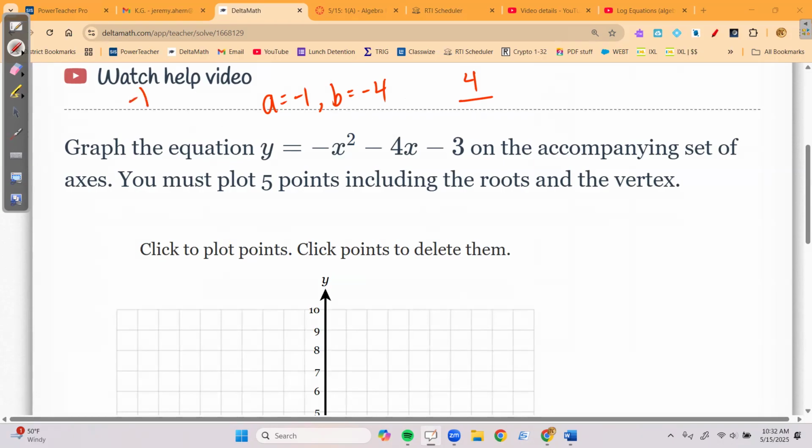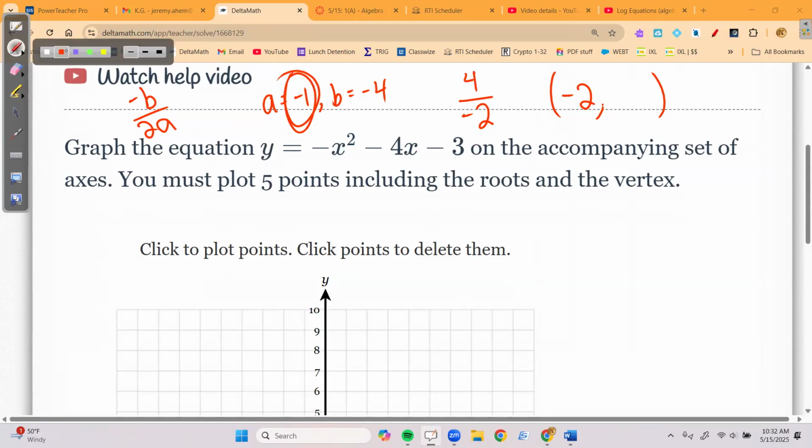Remember, it's negative B over double A. And what's 2 times A? What is 2 times -1? -2. And 4 divided by -2 is -2, so the vertex is at -2, comma something. Are you with me? Yes. Because you're going to have to do this by yourself in just a few minutes. You good? Now, what are we going to do with that -2?